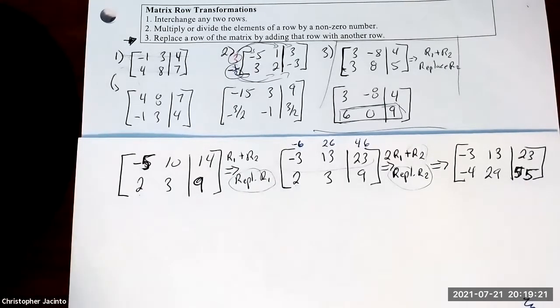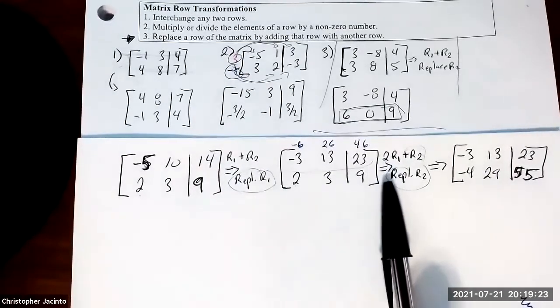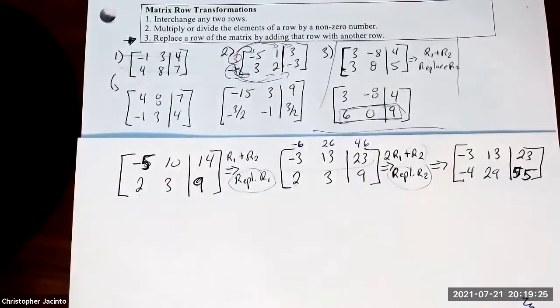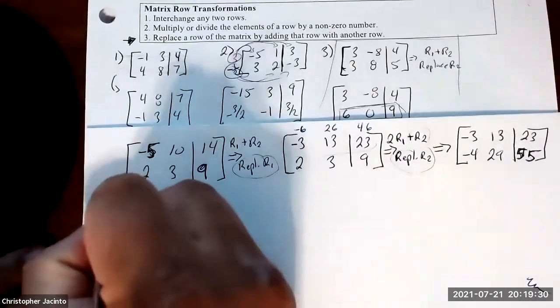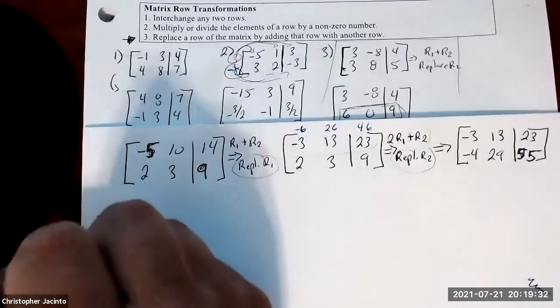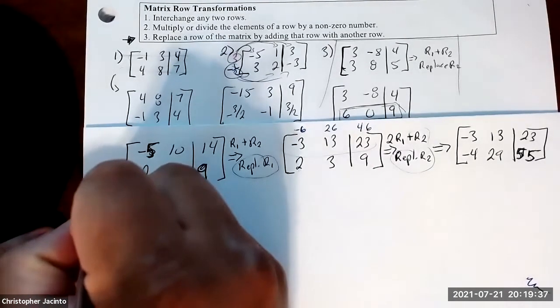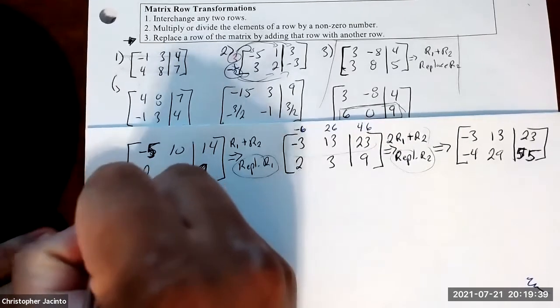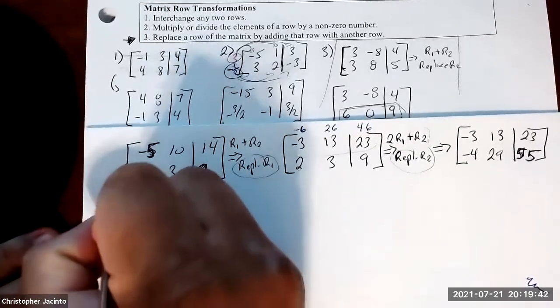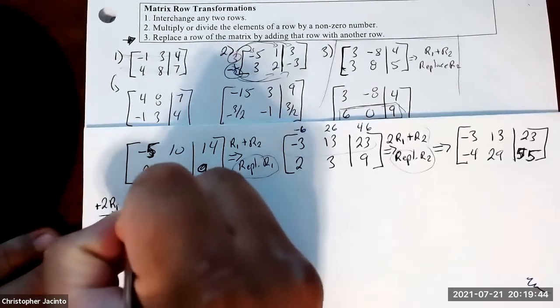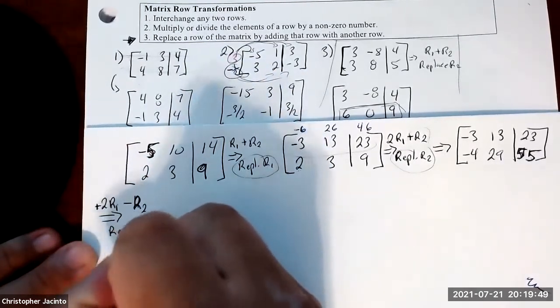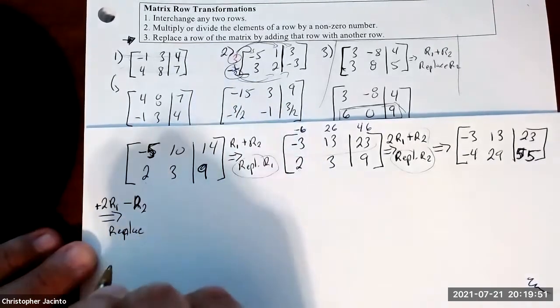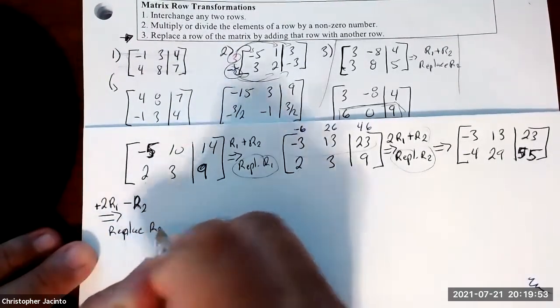It's pretty good, going from here to here, what we just did to there. Okay, let's just do one more operation then. All right, so let's now multiply positive 2 by row 1, and then subtract row 2, and then we're going to replace row 2.